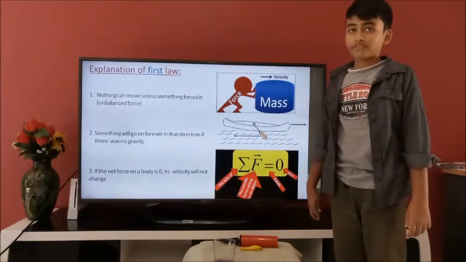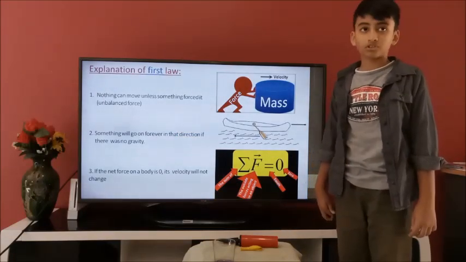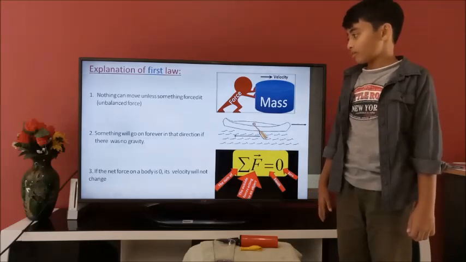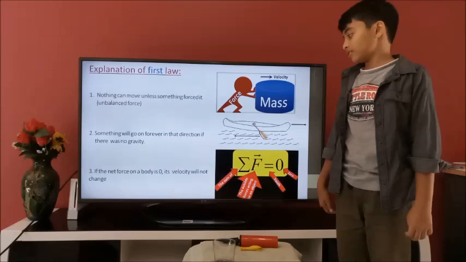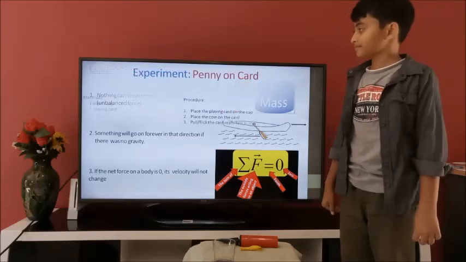Explanation of first law. Nothing can move unless something forces it, an unbalanced force. Something will go on forever in that direction if there were no gravity. If the net force on a body is zero, its velocity will not change.